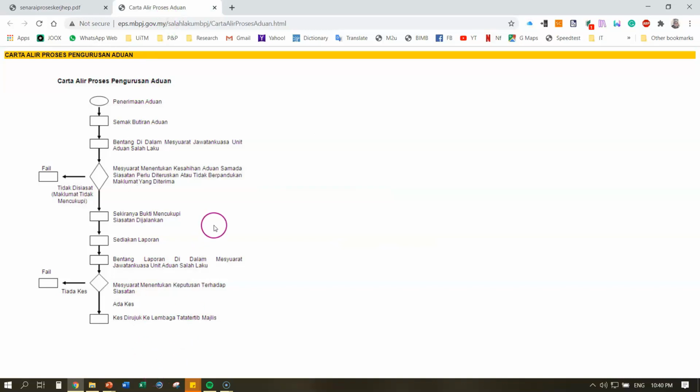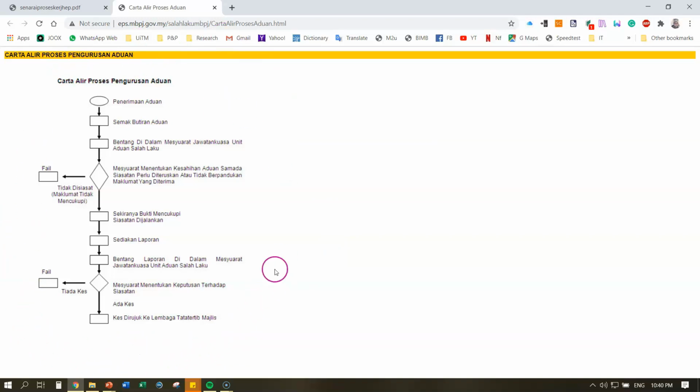Another example yang ini MBPJ, Majlis Bandaraya Petaling Jaya, carta ahli proses pengurusan aduan. Terima aduan. Kat sini ada decision. Okay. Dan ada decision lagi and end. So yang mana yang masih lagi cari proses kerja tak jumpa lagi, so you boleh je ambil.